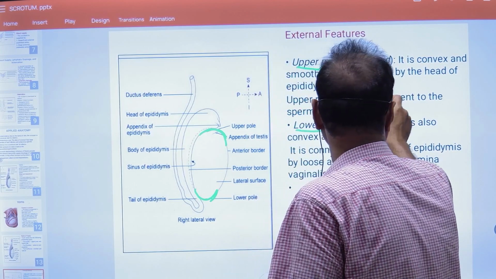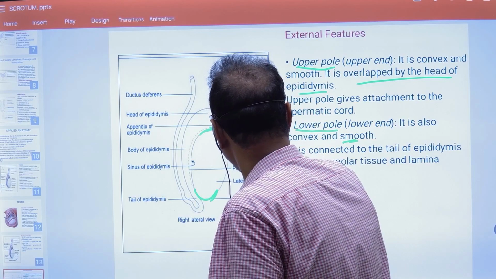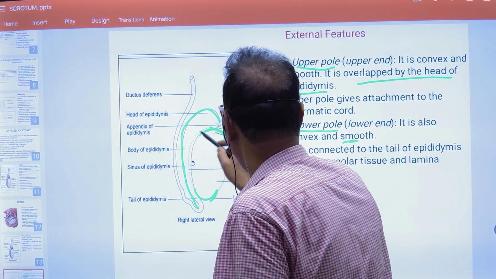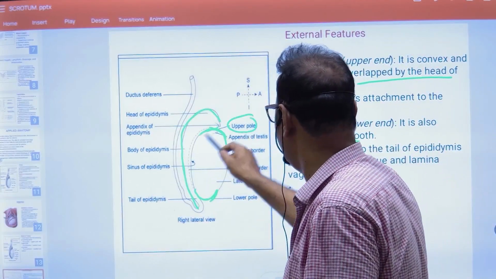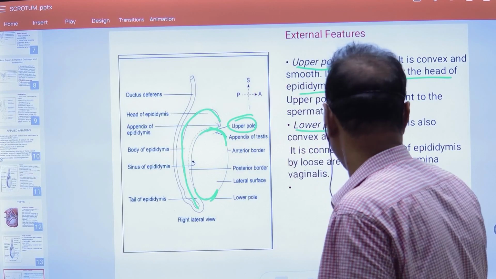It is overlapped by the head of the epididymis. See this one? This is the epididymis. And this epididymis overlaps the upper pole of the testis. The upper pole of the testis is being overlapped by the epididymis. You see over here, this overlaps the testis.